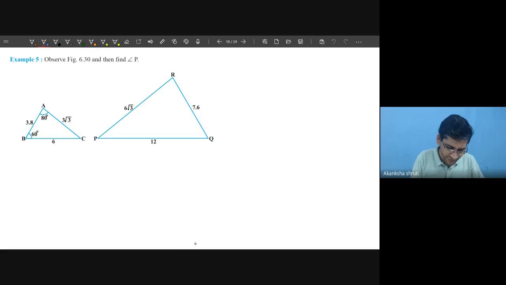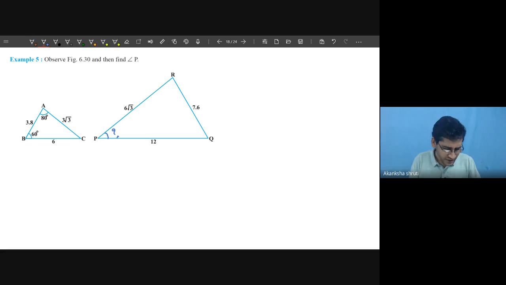This we need to find. What is this angle? Students, here it is not given that these two triangles are similar. So first you need to prove it. If it is asked in your subjective question, even if it is 2 marks or 3 marks, you have to prove. But in MCQ, proving is not required. You can directly understand and calculate.